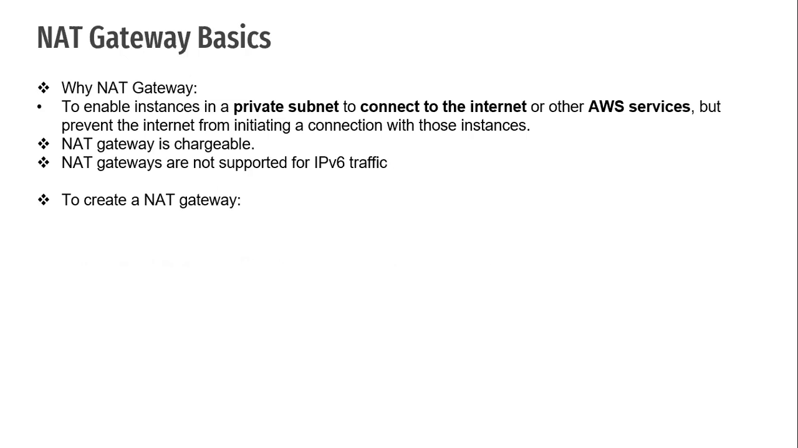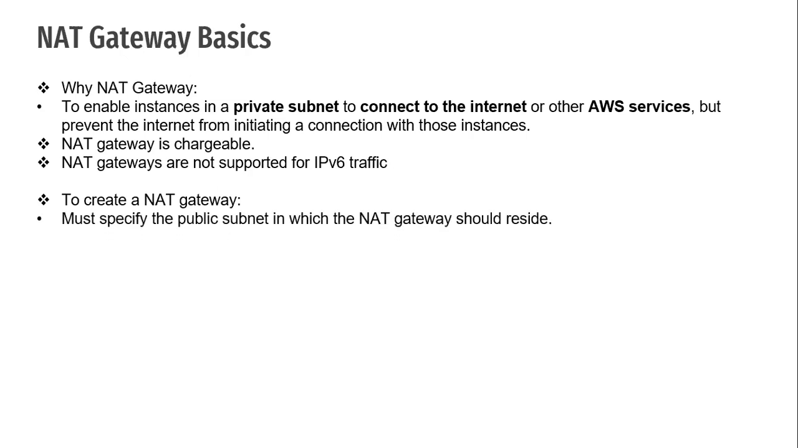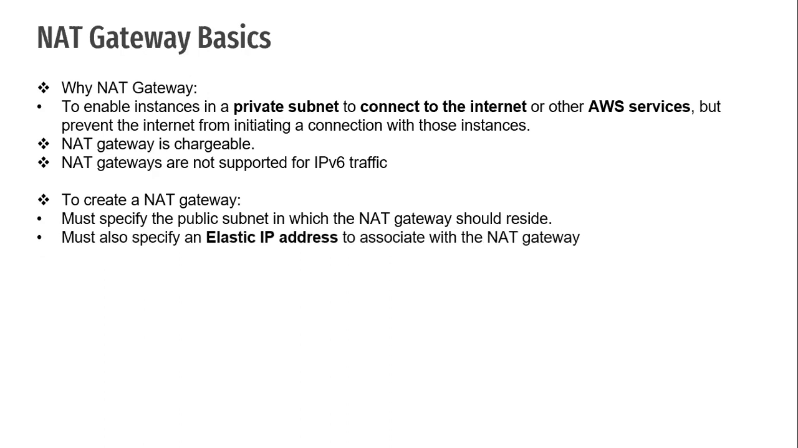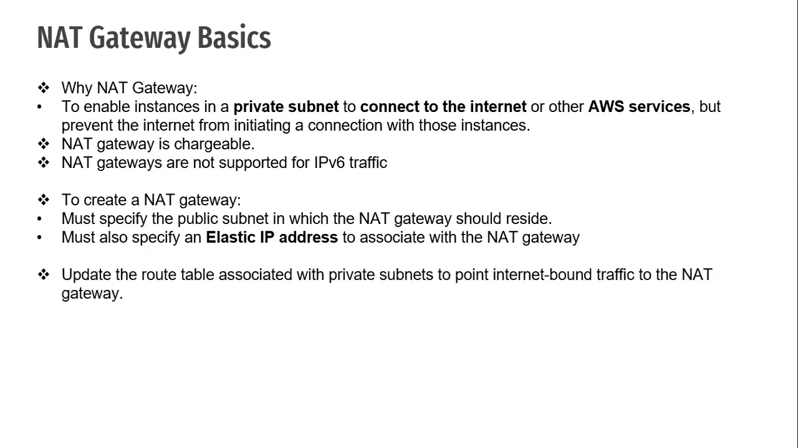In order to create a NAT gateway, we must have a public subnet and attach this NAT gateway in our public subnet. We must have an elastic IP address, which must be associated with our NAT gateway. Think of this as similar to your home network, where if your router does not have a public IP address, it will not be able to perform the translation. And then you must also have a route table associated with your private subnets, pointing all your internet-bound traffic towards the NAT gateway.